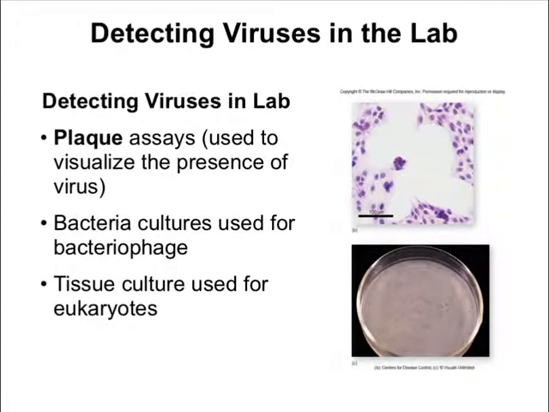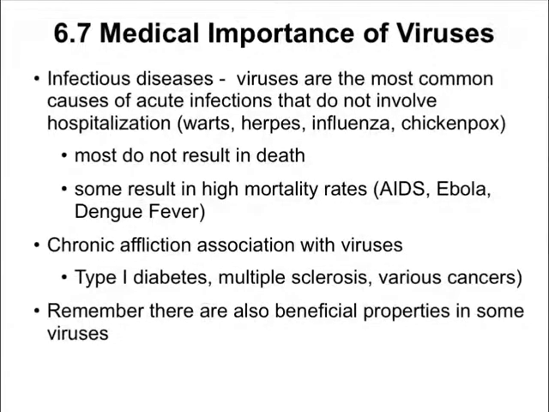But then how do we view these cultures? We can view where viruses are in a culture by looking for clear zones. These zones of clearness contain lysed cells, or plaques, and they correspond to the area that contains viruses. We can use bacteria cultures, or monolayers, to identify bacteriophages, and then tissue cultures that we use to identify eukaryotic viruses.